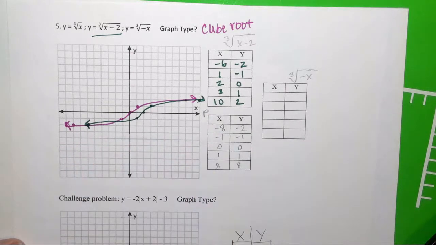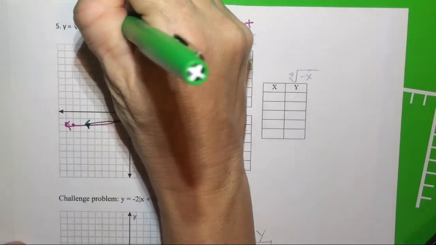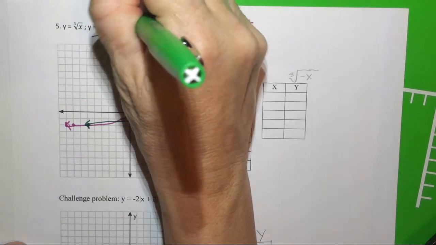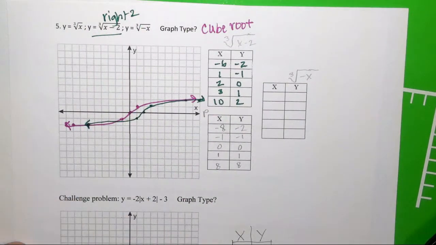So what happened on this graph? It's a horizontal shift. Did we go left or right? So we went right 2. Notice our change in sign gets a -2, and we end up going right 2.